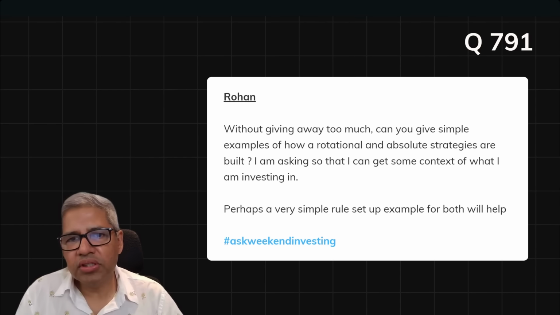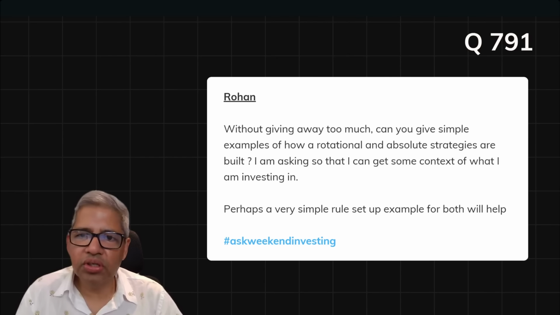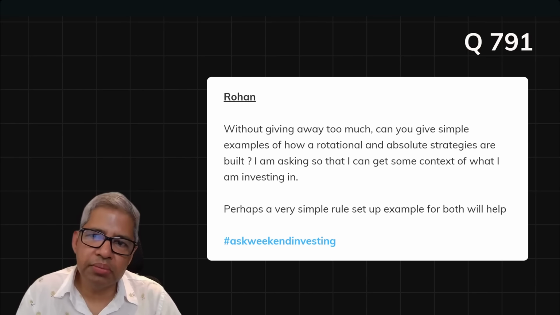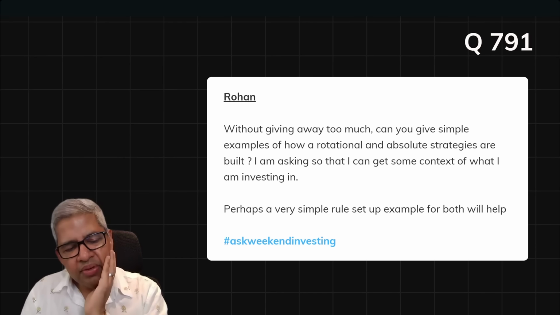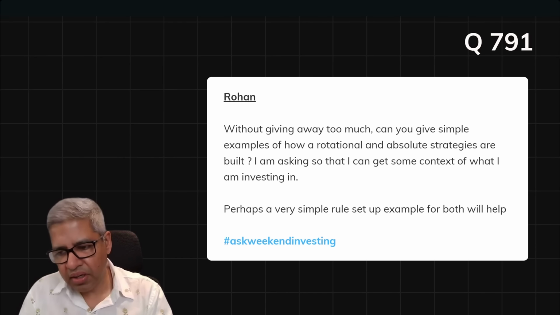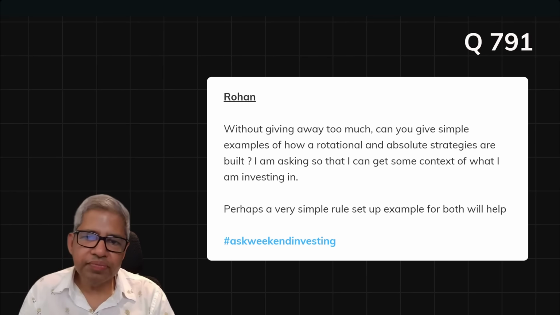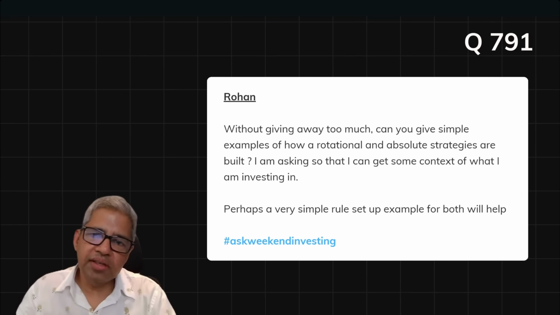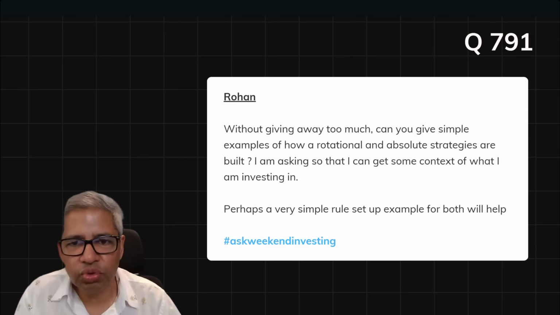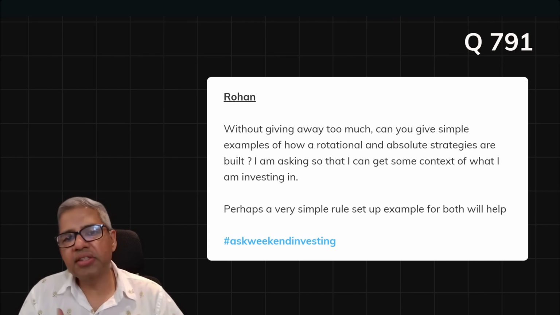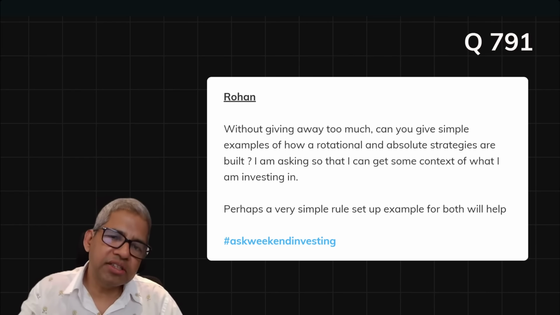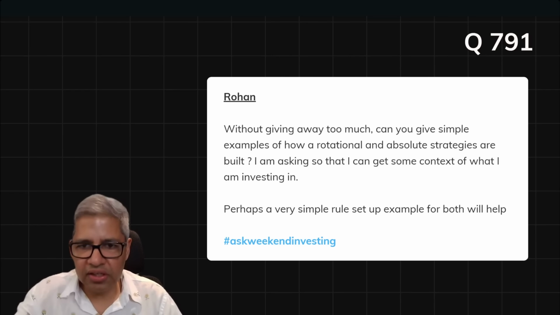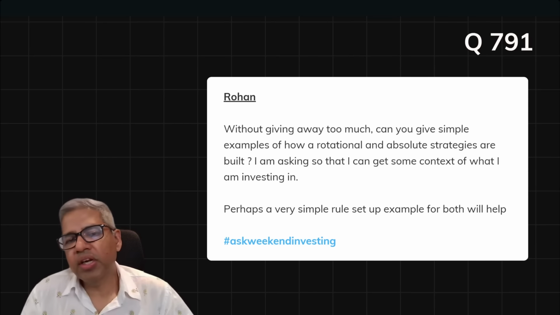Rohan has the question, without giving away too much, can you give a simple example of how rotational and absolute momentum strategies are built? I'm asking so that I can get some context of what I'm investing in. So, Rohan, momentum investing in general is basically following Newton's law that a body in motion is likely to stay in motion till an opposite force is applied to it. Hence the analogy that if a stock is rolling in one direction, it is likely to roll in that direction till some force is applied to that.